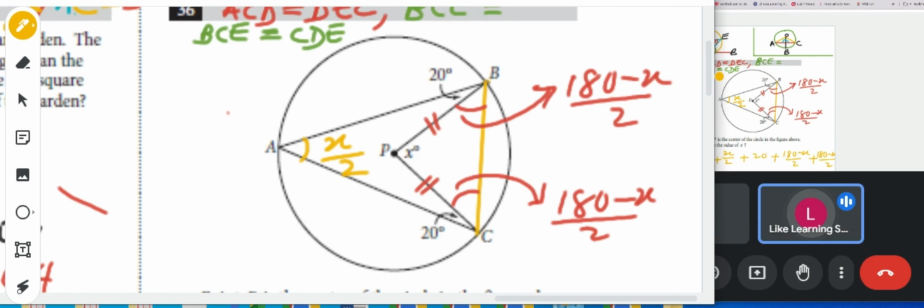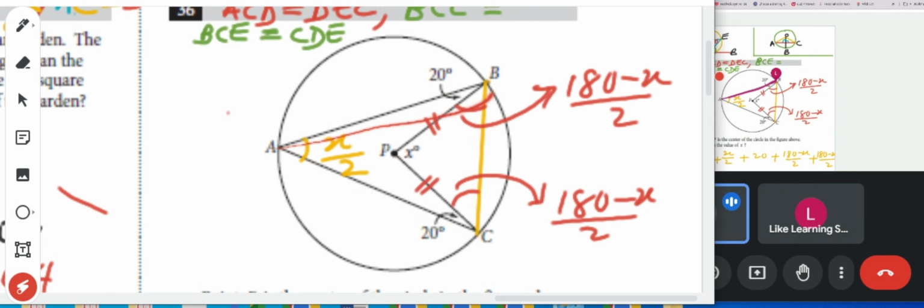What I just added is this, please. Look at this whole triangle, this big triangle ABC. Can you see it? Yes, sir. This whole big triangle ABC.